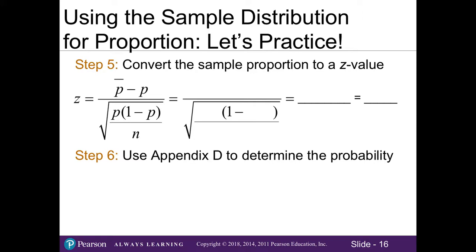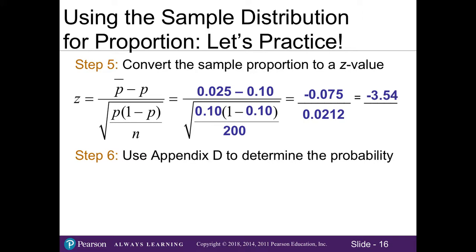In step 5, we'll convert our sample proportion into a z-value by plugging our sample proportion and population proportions, as well as the sample size, into the formula. So we'll plug in 0.025 minus 0.1 and plug in our population proportion in our standard error formula, as well as our sample size of 200. Thus, our sampling error in our numerator is negative 0.075. Recall that you can have a negative sampling error. When we calculate the standard error in our denominator, you get 0.0212. When we divide our sampling error by our standard error, we get negative 3.54.